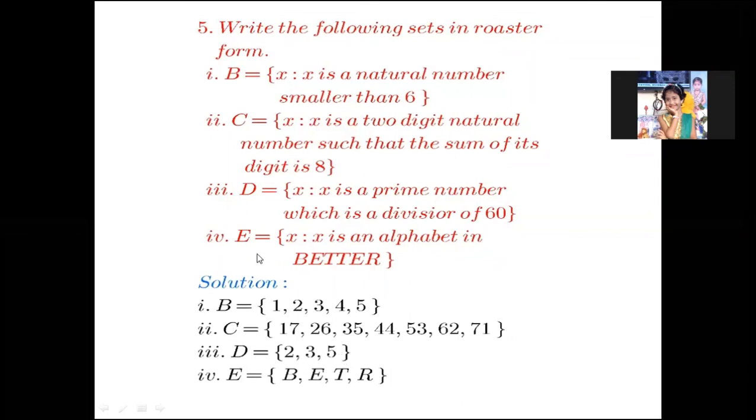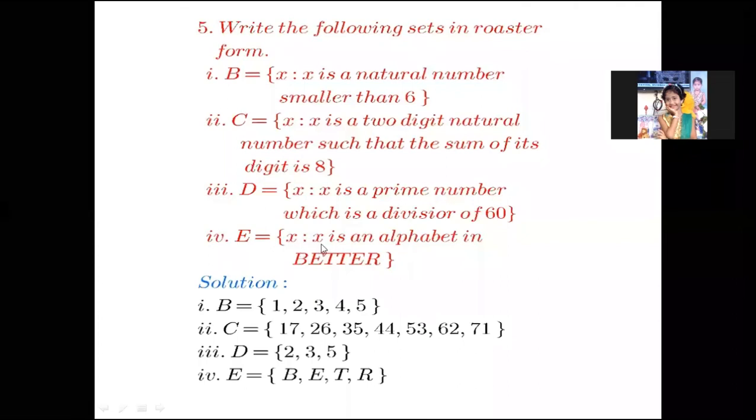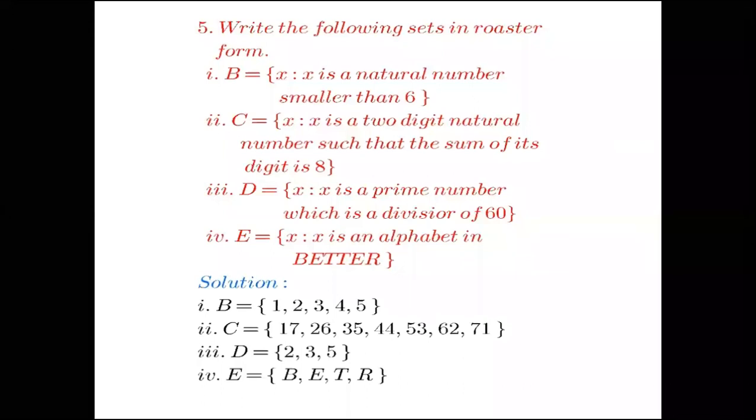Next, E is equal to x such that x is an alphabet in "better". If you see this word, which letters are repeating here? T and E are repeating. So we should not write T 2 times and E 2 times. We have to write only one time. So the elements of the set are B, E, T, R. That is question number 5 in exercise 2.1.